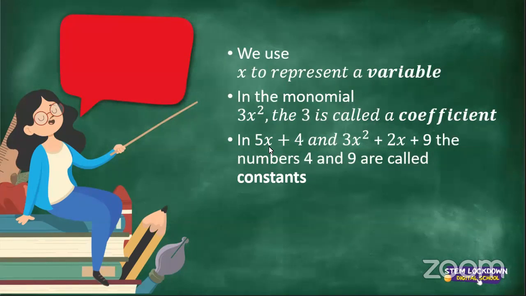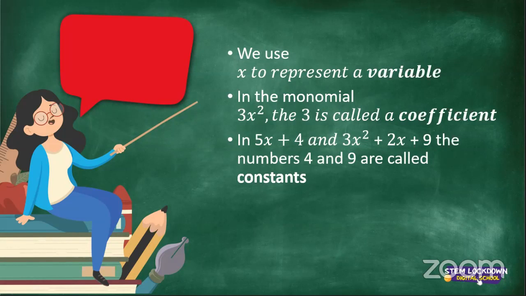If x is 1, this 4 remains as it is. If x is 2, 4 remains. If x is 3, 4 also remains. If x is 100, it remains as 4. The only value that can change is the value of this expression here, 5x. It depends on the value of x. That will certainly change, but 4 will remain the same and 9 will equally remain the same. Therefore, they are called constants because they cannot change.